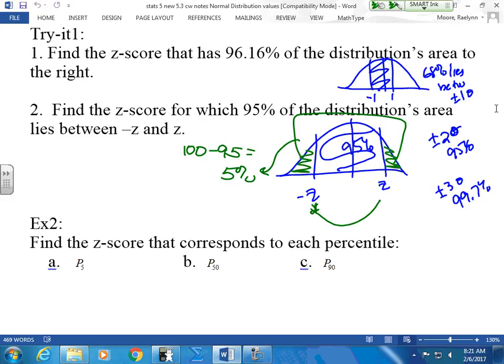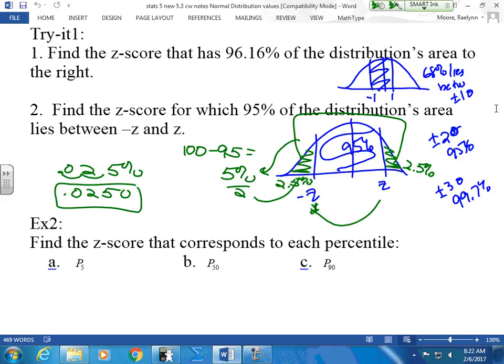So since I have two the same, if I take this and divide it by 2, this is 2.5%. This is 2.5%. So can I just look up the 2.5%? But I need to switch that to a decimal because this is a percent. I'm going to move this 2 places. I'm going to look this up in my table, or I'm going to do an inverse norm.